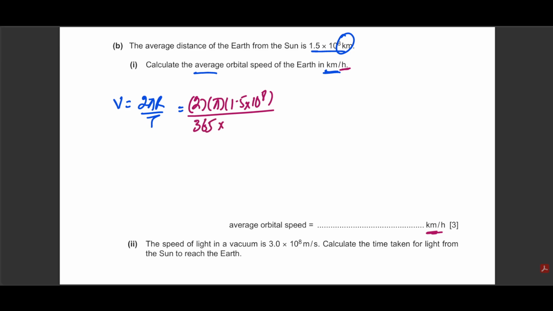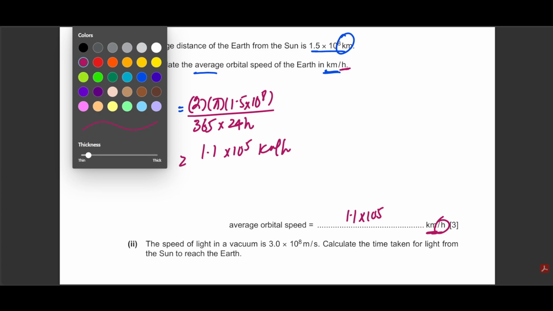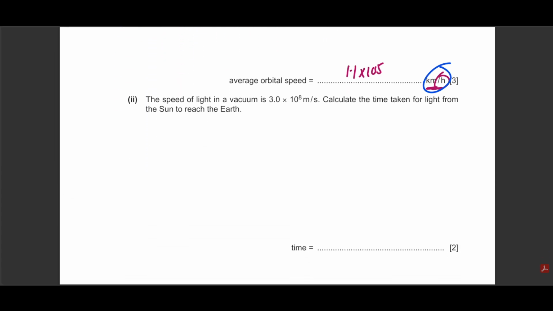So 365 days multiplied by 24. I will leave this in hours because it's in kilometers per hour. When you calculate this, this comes out as 1.1 into 10 raised to the power 5 kilometers per hour. So 1.1 into 10 raised to the power 5. I don't have to worry about the unit in this question because it's already written here.